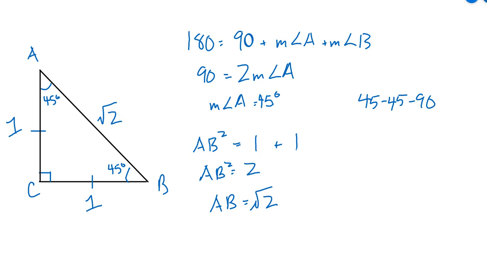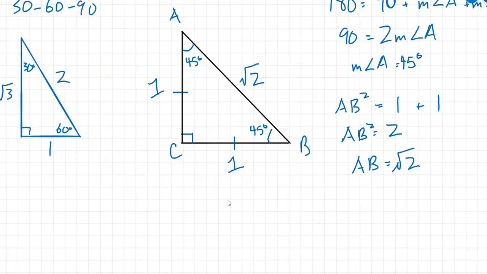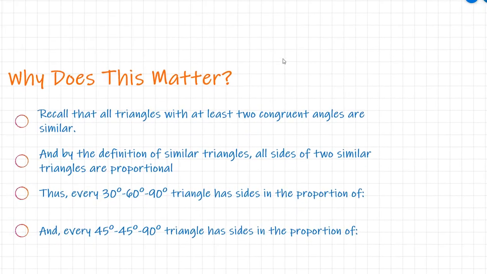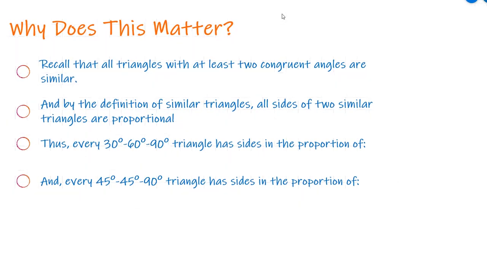So those are my two special triangles. Now the question you're probably asking yourself is, why do we care about these triangles? And the important thing is that you have to recall that all triangles with at least two congruent angles are similar. Right? That's our angle-angle similarity postulate.